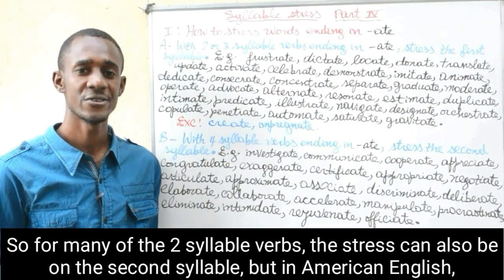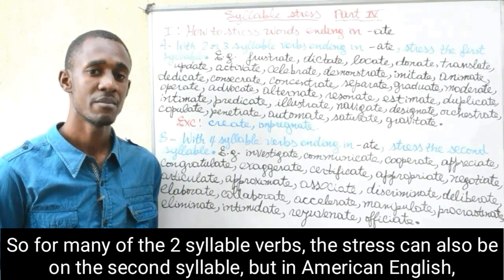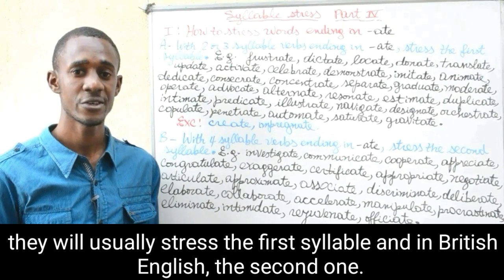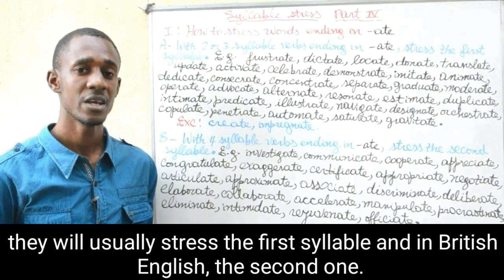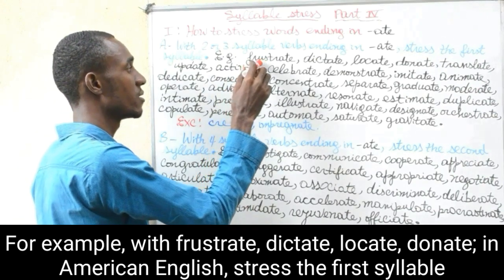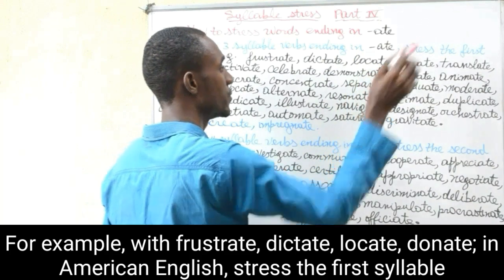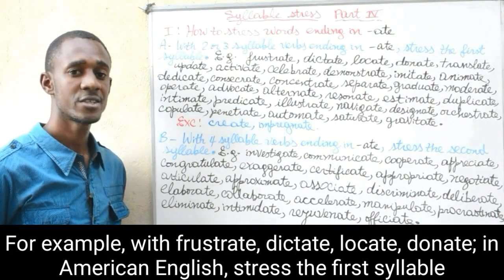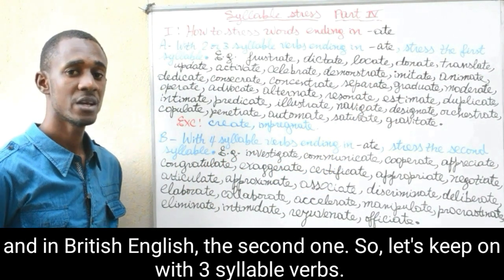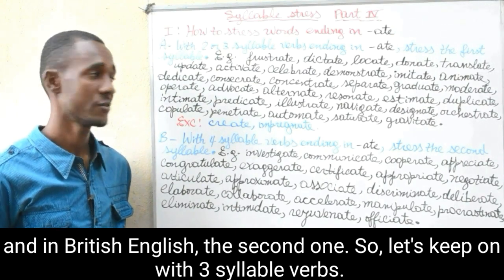For many of the 2 syllable verbs, the stress can also be on the second syllable. But in American English, they will usually stress the first syllable, and in British English, the second one. For example, with frustrate, dictate, locate, donate: in American English, stress the first syllable, and in British English, the second one. So let's keep on with 3 syllable verbs.